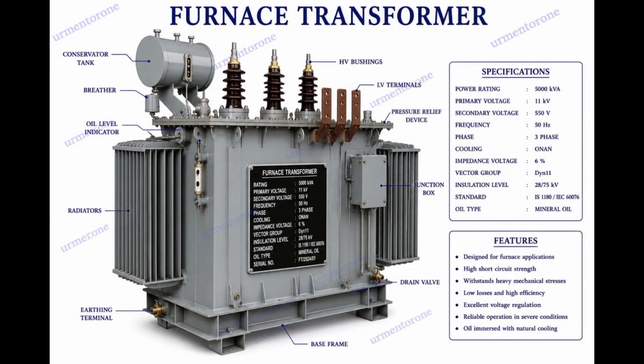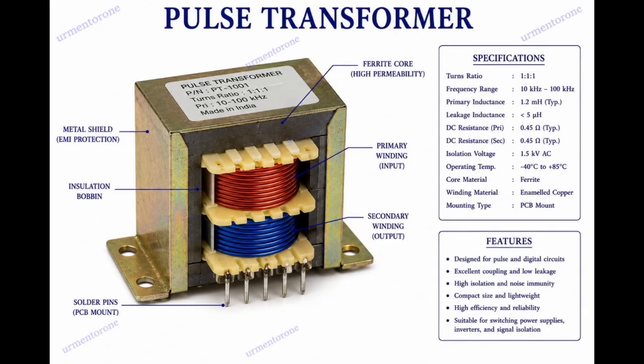Second one, furnace transformers. Furnace transformers provide power to electric arc furnaces, induction furnaces, or resistance furnaces used in steel making and metallurgy. Third one, pulse transformers. Unlike power transformers that operate on continuous sinusoidal AC waves, pulse transformers are optimized to transmit rectangular electric pulses with high speed and minimal distortion.